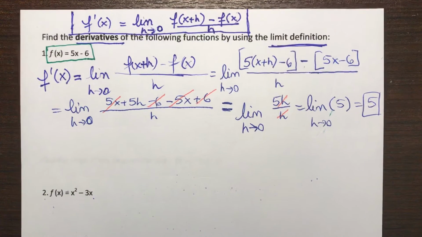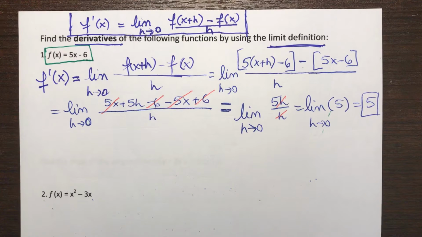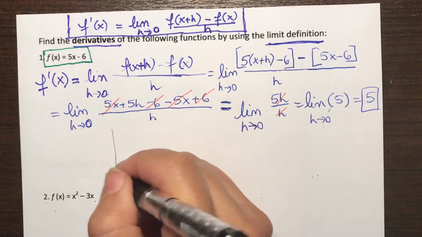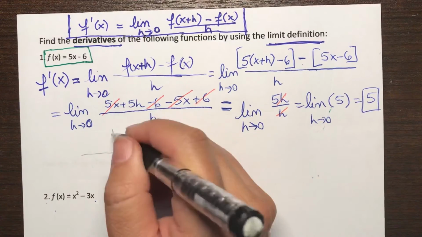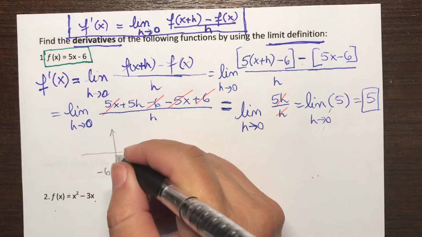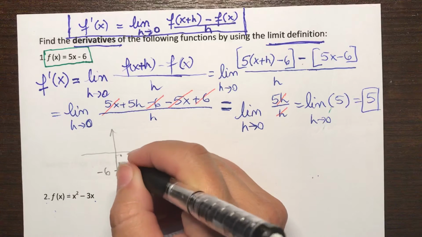Now, how come we got the answer to be 5 no matter what? Of course, I cannot but tell you. What kind of a function is this? Well, it's a linear function, yes. Its slope is 5.